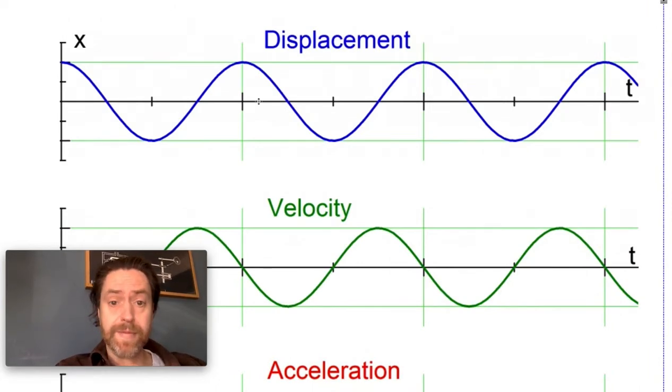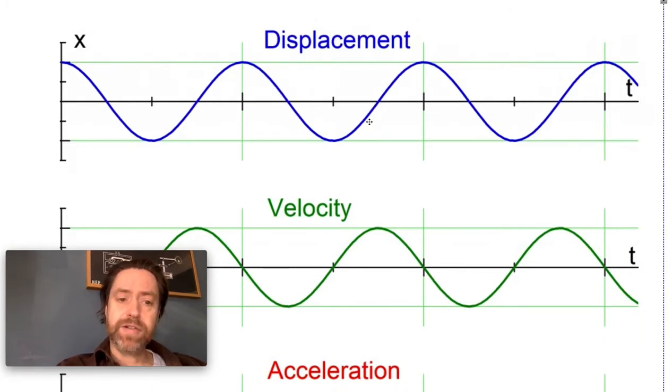You should be familiar with displacement time graphs. This is the displacement time graph here. You should be recognizing the shape. It looks like a cos graph, showing that we go from a maximum displacement through the equilibrium position to a maximum negative displacement, and then that cycle just keeps on repeating.